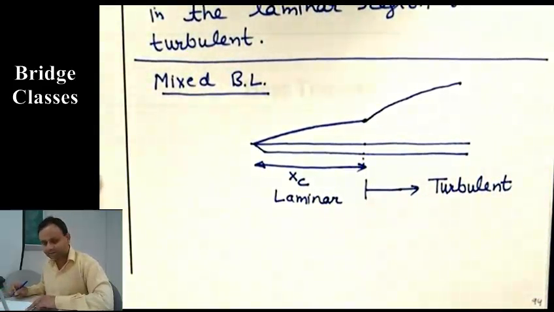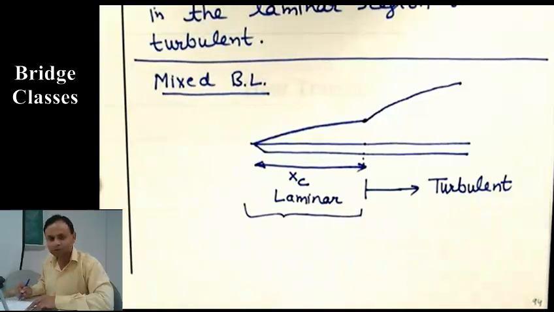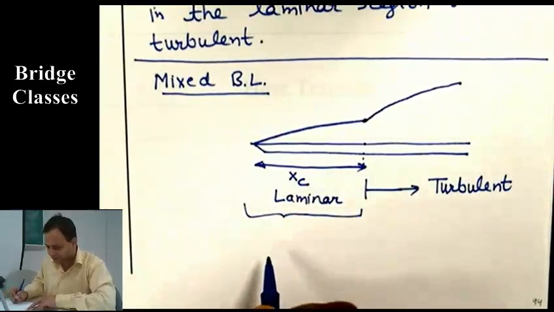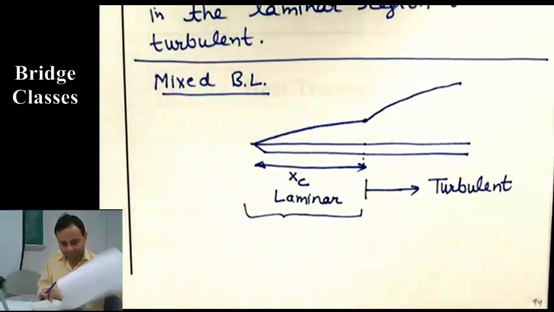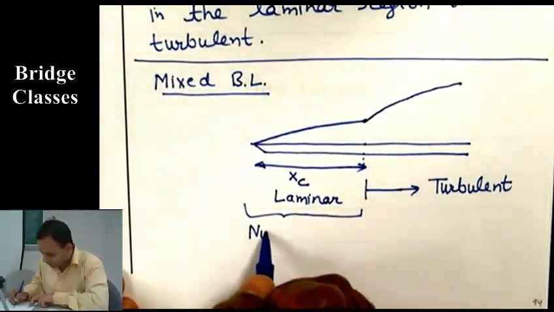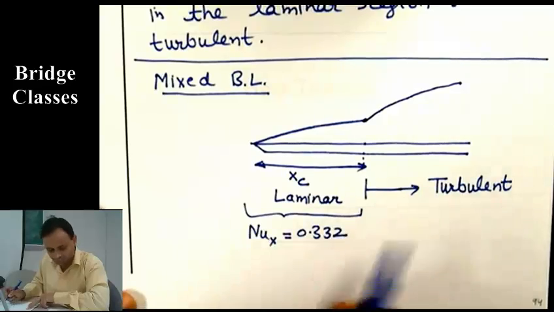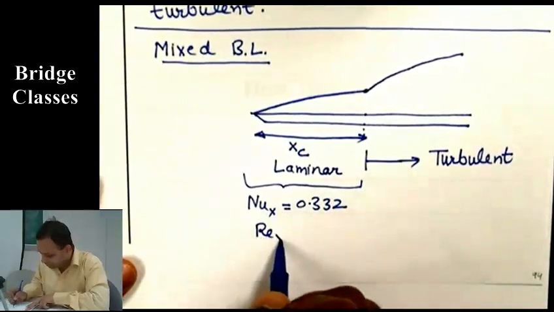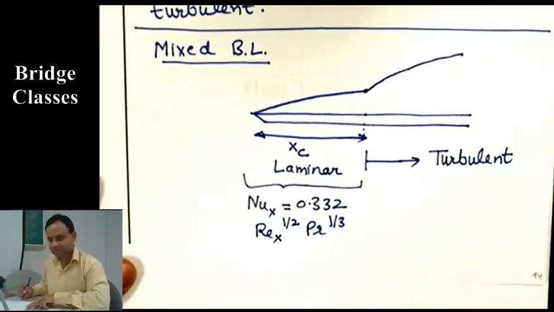If we are interested in the local convection coefficient, then in the laminar region you will use the formula that is applicable for the laminar region. Let me write that formula again. That was the local Nusselt number, which is 0.332 times Reynolds number to the power half and Prandtl number to the power 1/3. Okay, this is the formula.